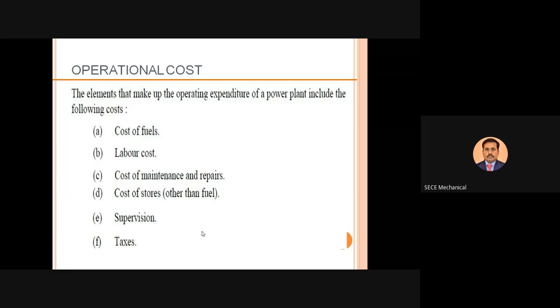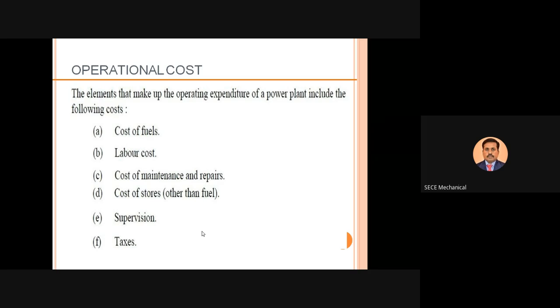And the next cost is cost of stores. If you want to maintain the power plant, other than fuel, you need some additional materials to run the power plant. Those are normally stored, something like oil, waste, cloth waste, cloth, oil, something like that. Small components, fasteners, everything is required. So all the materials, other than the big equipments, all the small materials are required for maintenance purpose and repair purpose.